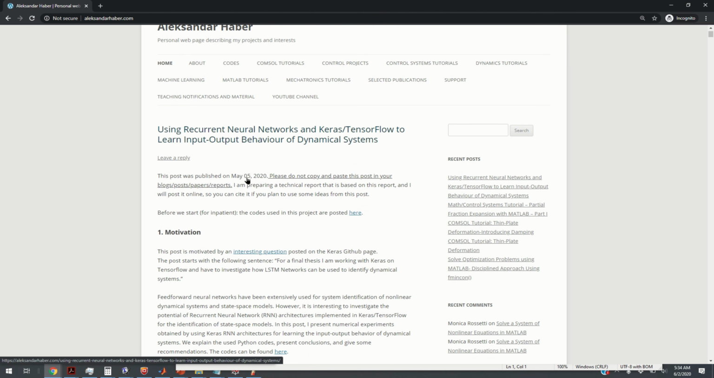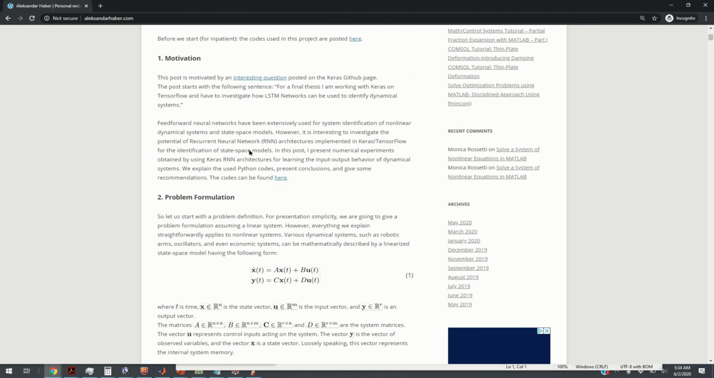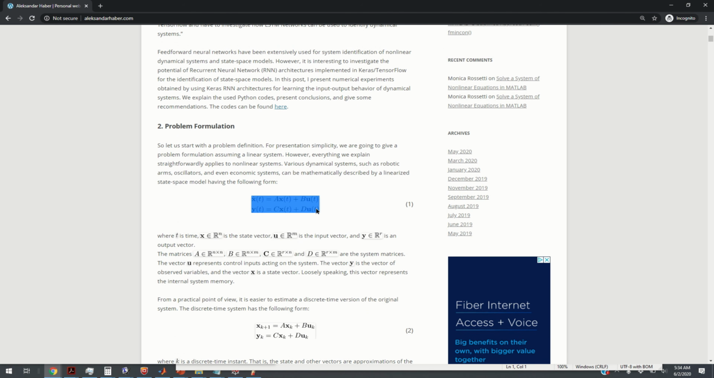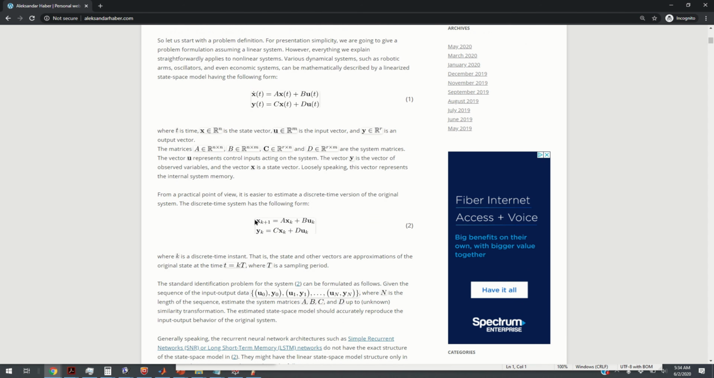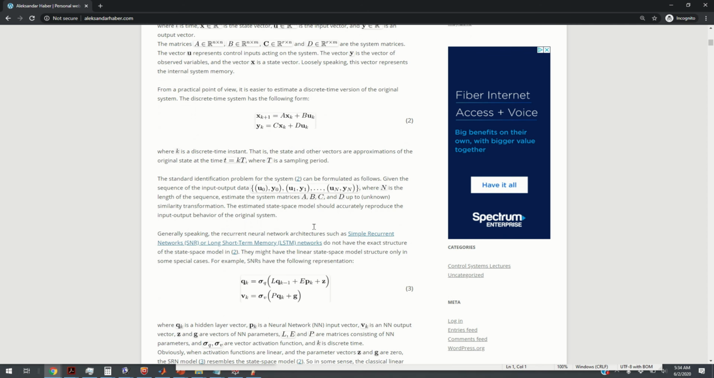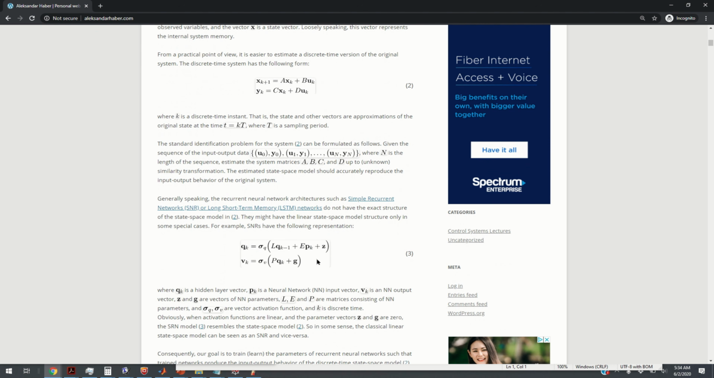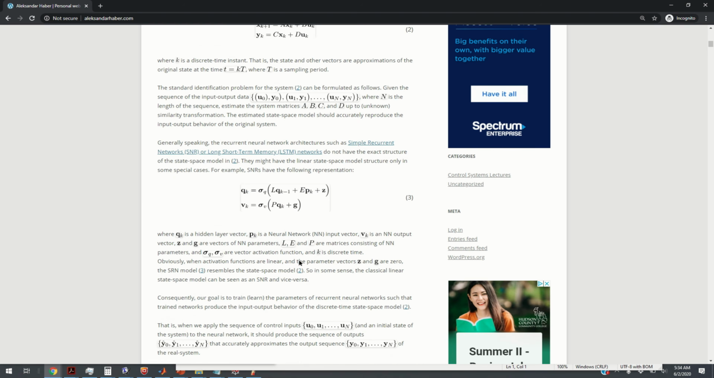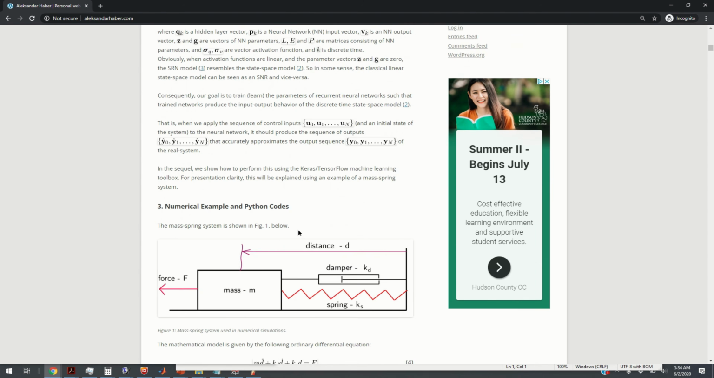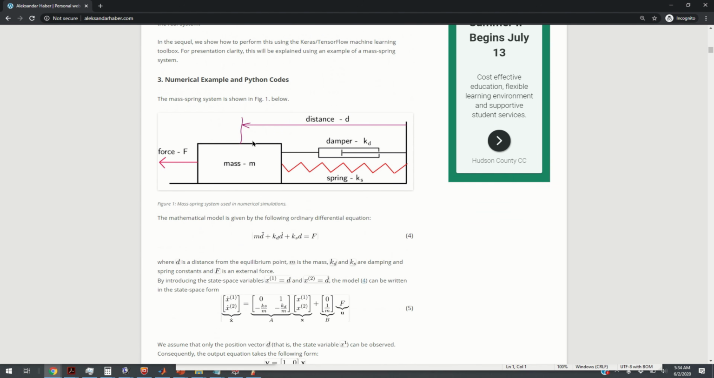Everything explained so far is summarized in the post whose link you can find in the description below. Here's the post. Here's our state-space model, continuous time. Here's the discrete time system representation. And here's our simple recurrent neural network. Here I explain the similarities and the differences between the discrete time system and the neural network. Then in the post I start with a numerical example in Python codes, which we are going to explain right now.